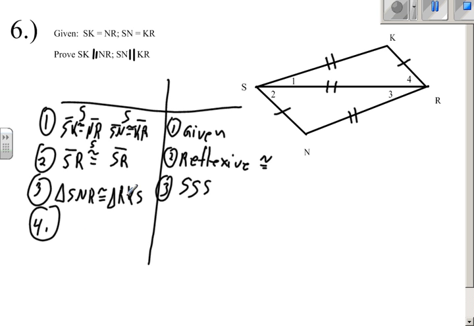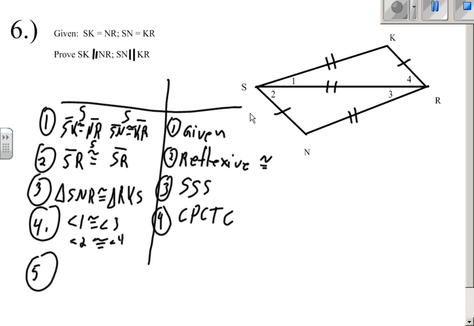Once we have those congruent, we say, all right, well, if those are congruent, then angle 1 corresponds to angle 3, so angle 1 and 3 are congruent. And also that angle 2 and 4 are congruent. And the reason that those are congruent, CPCTC. And now those angles being congruent give us parallel lines. So SK is parallel to NR, and SN is parallel to KR. And the reason is alternate interior angles are congruent.